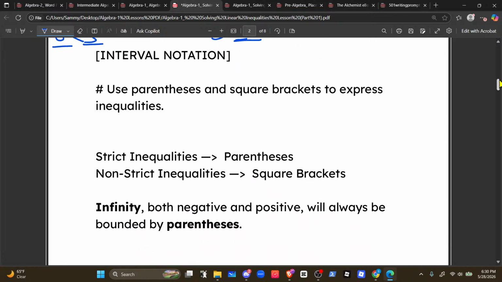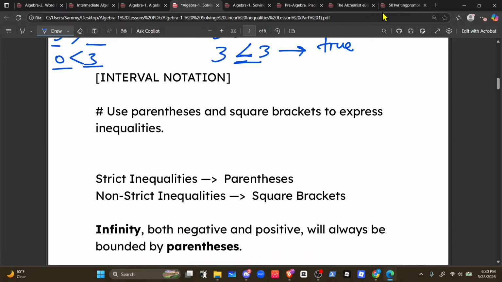Okay, let's move on to interval notation. So here we have interval notation, and basically we're going to use parentheses and square brackets to express inequalities. It's just a simpler way and a more concise way to express inequalities.